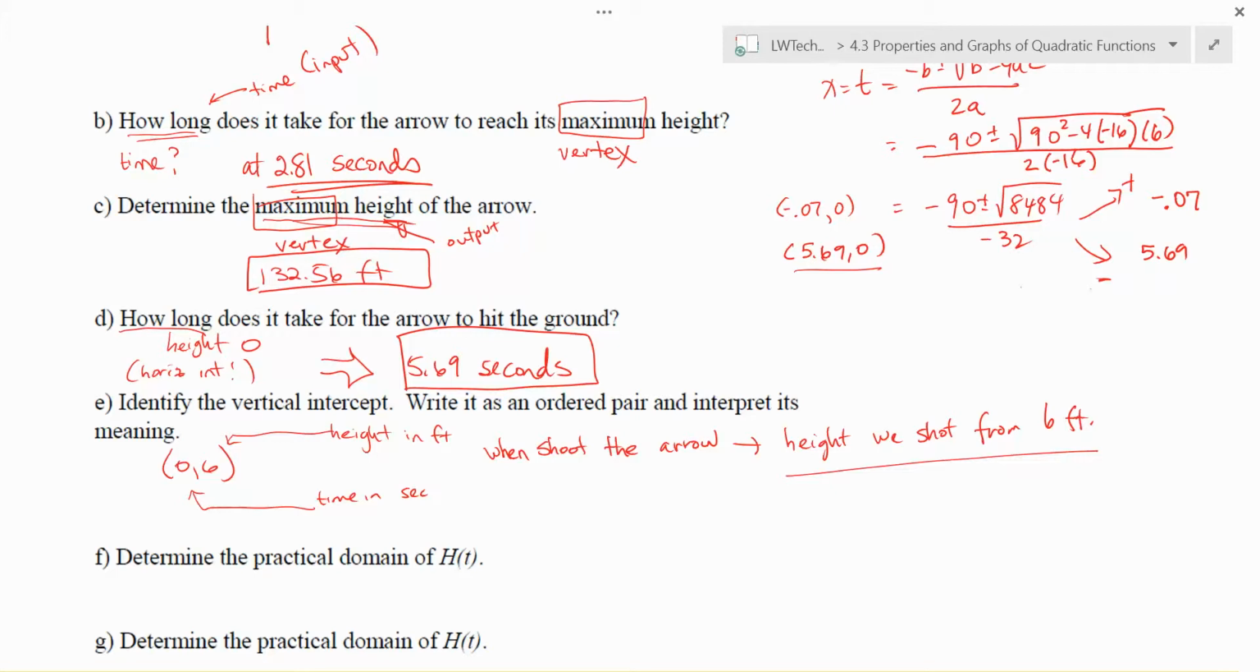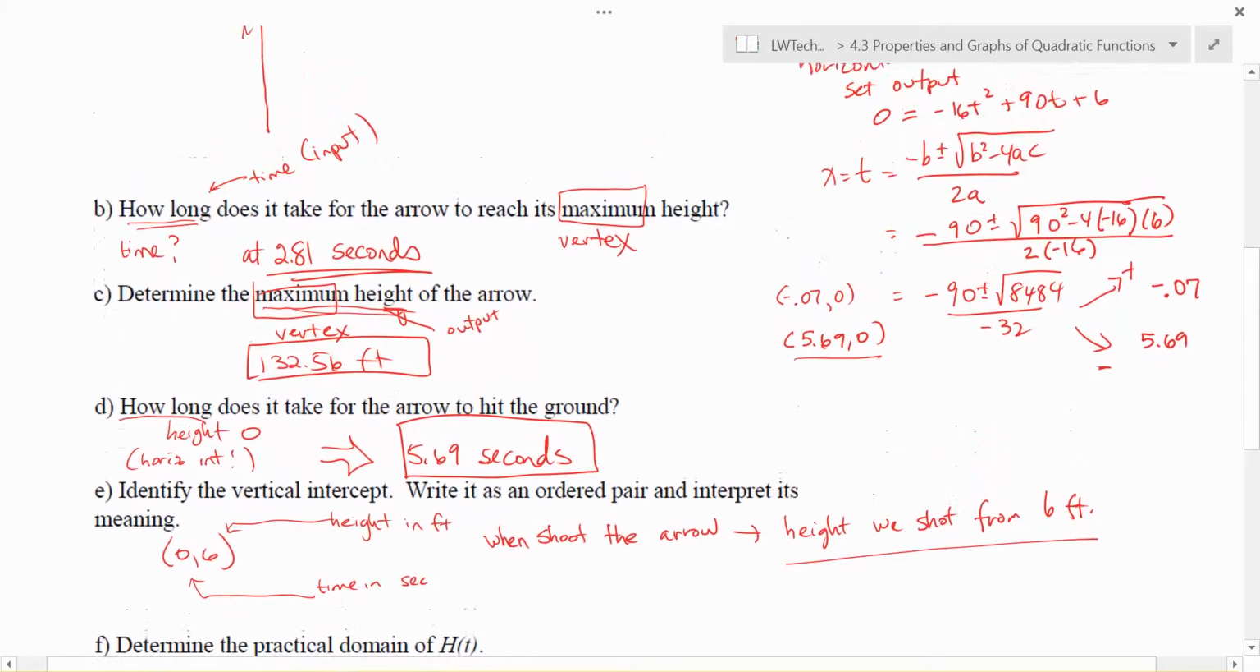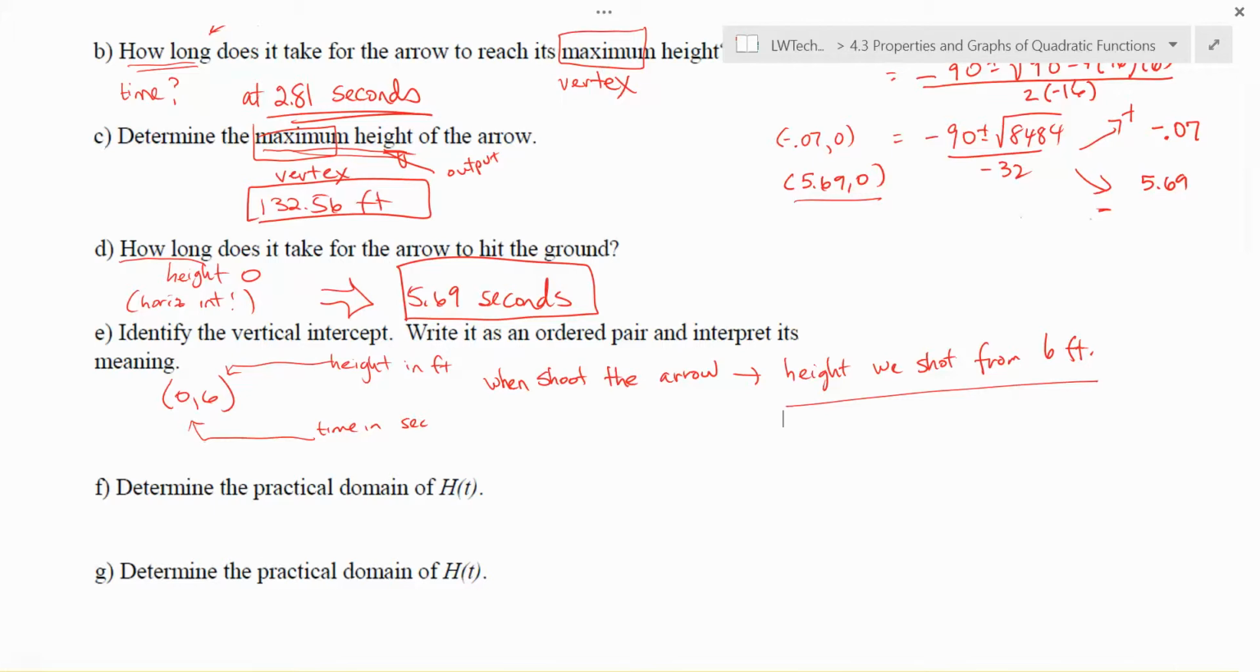All right, so you can see that each of these pieces of information that we found, the vertical intercepts, the horizontal intercepts, the vertices or the vertex, all give us important information that are relevant to an interesting interpretation of the actual graph. The last piece of the problem here asks us to determine the practical domain of h of t and the practical range of h of t.